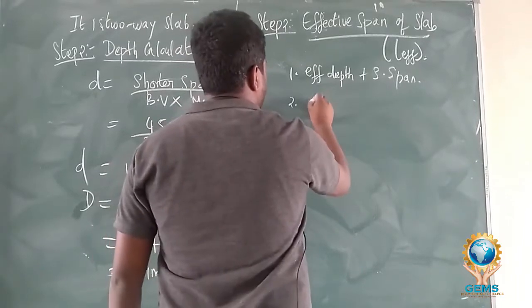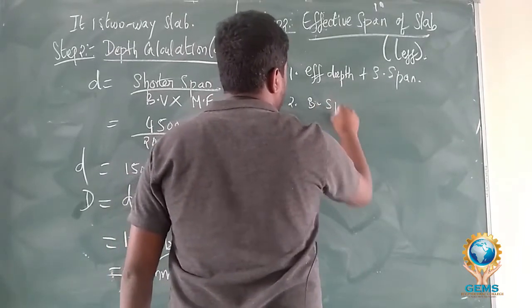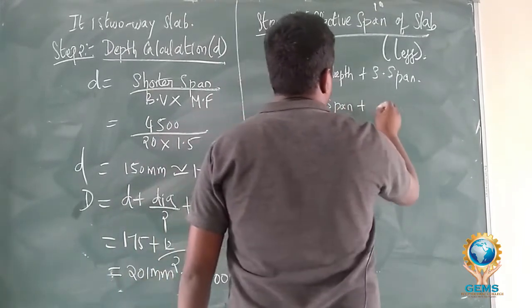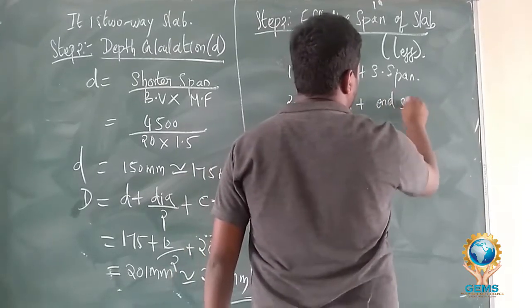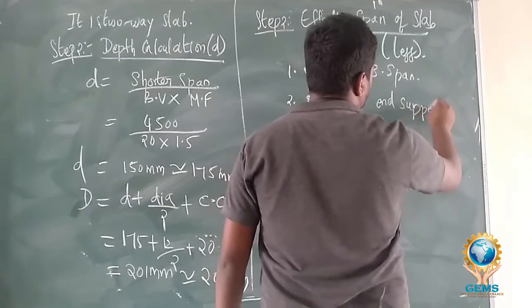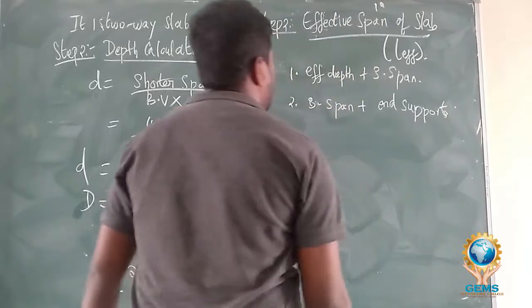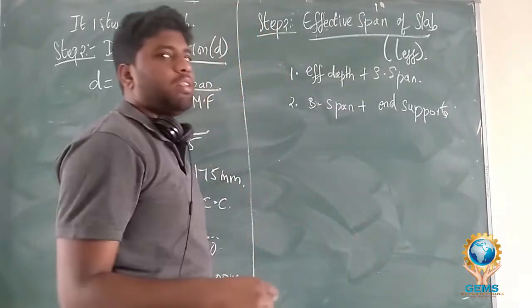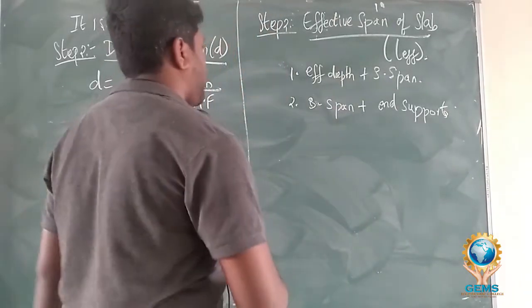Second case, shorter span plus end support. End support you will always take maximum 300 mm. So you compare these two values, and whichever is the least value, you take as the effective span.